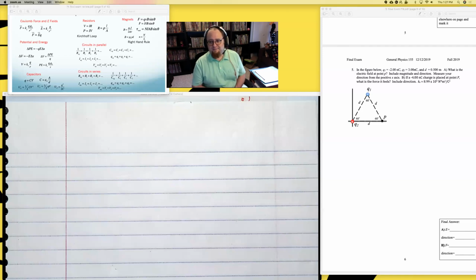And so I say in this one, in the figure below, Q1 is -2 nanocoulombs, Q2 is 3 nanocoulombs, D is 0.5 meters. What is the electric field at point P? So that's electric field. Once again, electric field is a vector. And so I need to say what the electric field looks like. The electric field will point directly away from all positive charges and directly towards all negative charges. And so my electric field respectively would be a piece from E2 and a piece from E1.